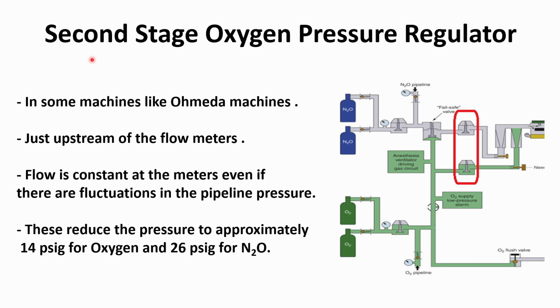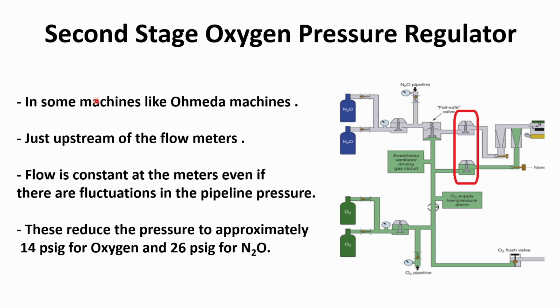a second stage oxygen pressure regulator, which is separating the high flow from the low flow, low pressure of the gas. Again, these regulators here on nitrous and on oxygen, they are separating the high flow circuit from the low flow circuit.